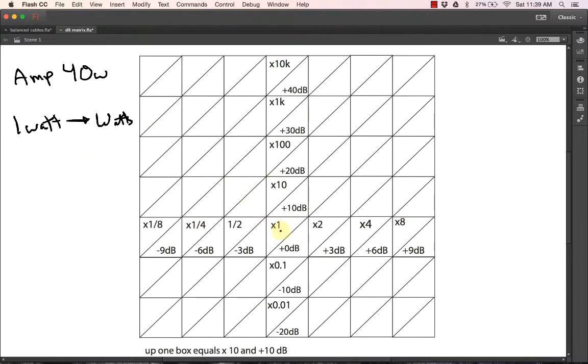So I'm starting here with 1 watt. How do I get to 40? Well, I double it twice. So now I have 2 watts, now I have 4 watts, and then I times that by 10. So now I'm at 40 watts. And how much gain in decibels have I gotten? 3, 6, 16.